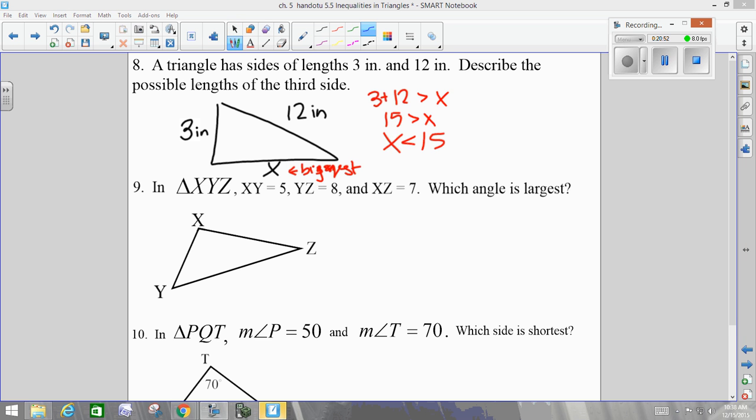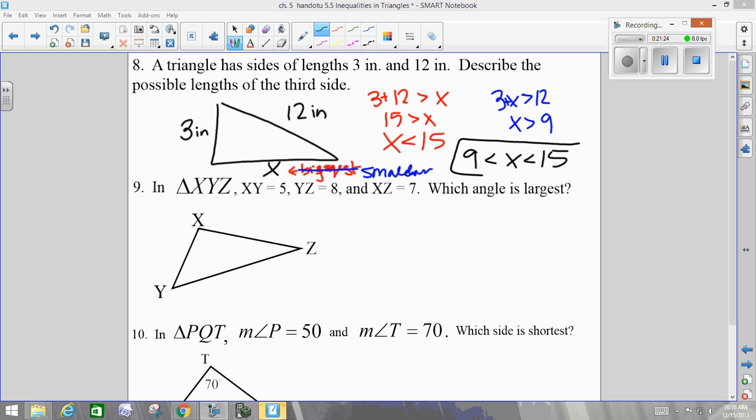If x is one of the smaller ones, then which one is my bigger one? Biggest one. Thanks. If x is the smaller one, then that means 12 would be the biggest one. So 3 plus x would have to be greater than 12. How do you move 3 over? That means x would have to be greater than what? 9. So then your x values would range from 9 to 15. It can be anything in between, but nothing on the outside. Can't be 15, right?